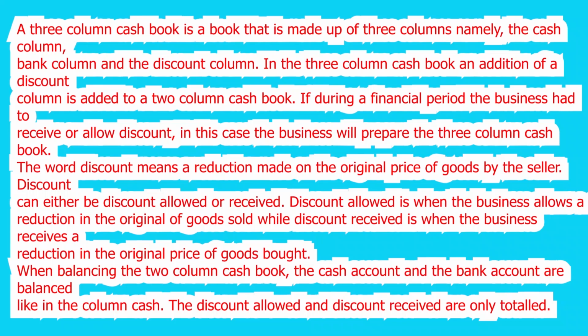The word discount means a reduction made on the original price of goods by the seller. Discount can either be discount allowed or received. Discount allowed is when the business allows a reduction in the original price of goods sold, while discount received is when the business receives a reduction in the original price of goods bought. When balancing the 3-column cash book, the cash account and the bank account are balanced like in the 2-column cash book. The discount allowed and discount received are only totaled.